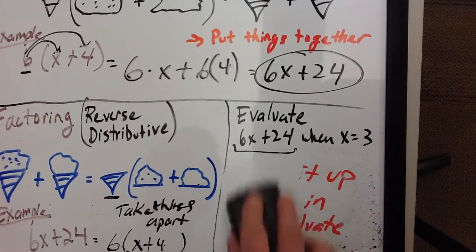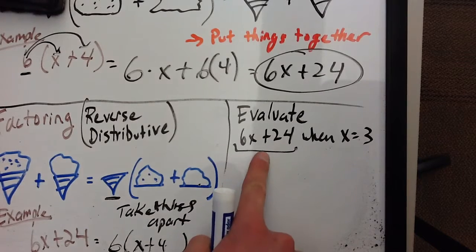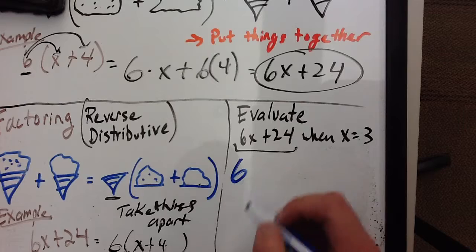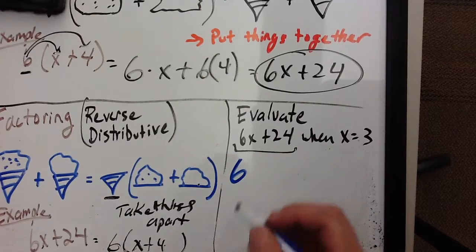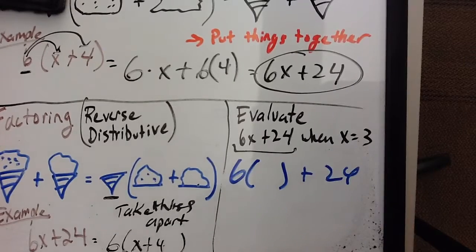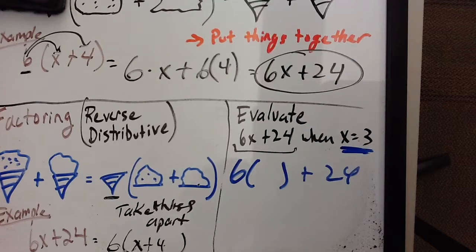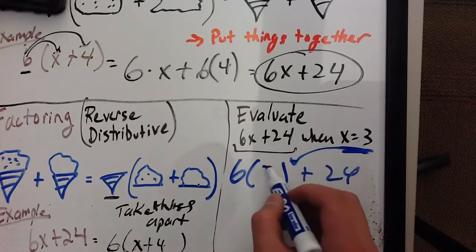So we're going to evaluate that expression, 6x plus 4, when x is 3. Step 1 is to set it up, which means wherever there's a variable, you need to put a set of parentheses. So I'm going to copy this expression, 6, and instead of writing an x, I'm going to write a set of parentheses. So 6x plus 24. That's step 1. Step 2 is plug in. I'm going to plug in what x is equal to. x is equal to 3, so I plug that in right there.